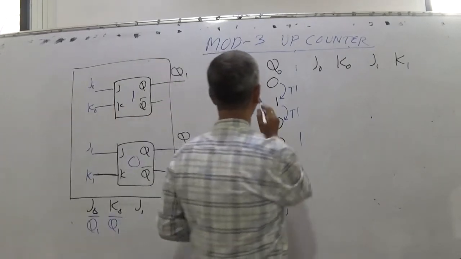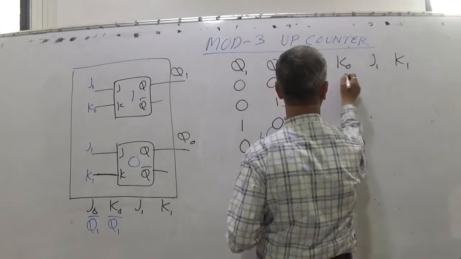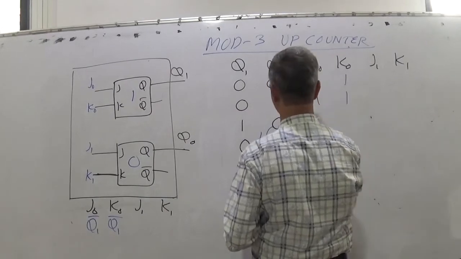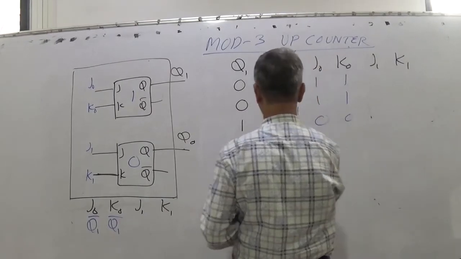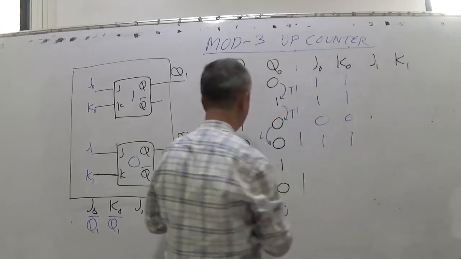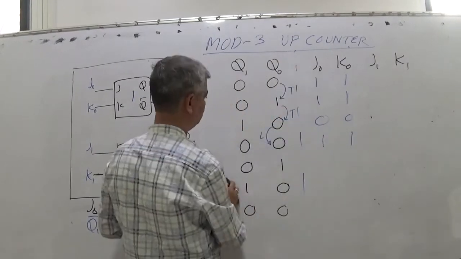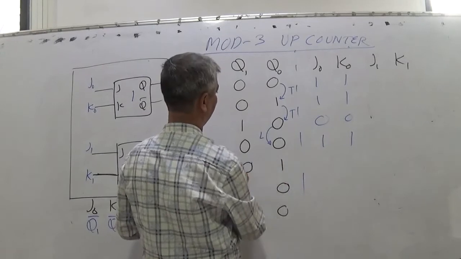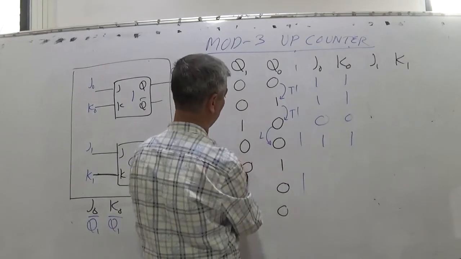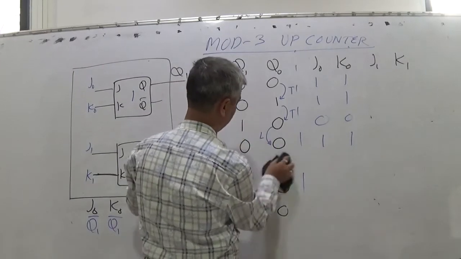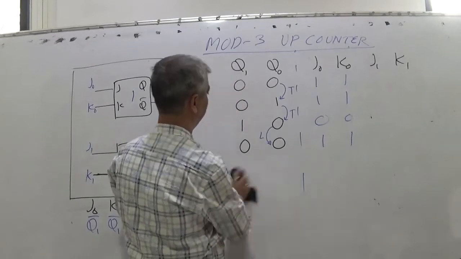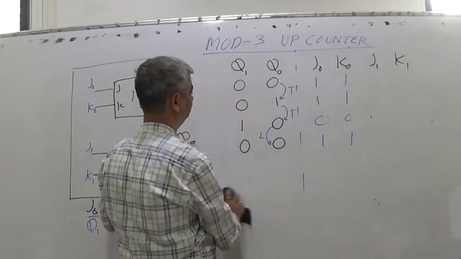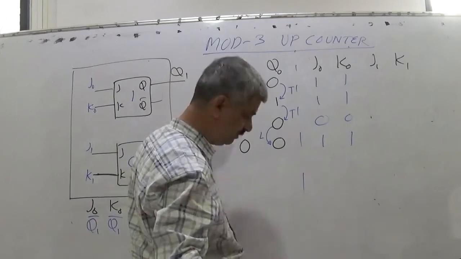So what will be there? Q1 bar is 1, 1, Q1 bar is 1, 1, Q1 bar is 0, 0, Q1 bar is 1, 1. So I think here the design is over because after it, it is again repeating. Next is going to repeat in the same manner.